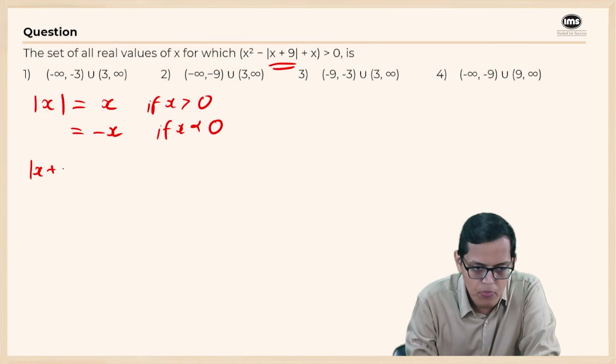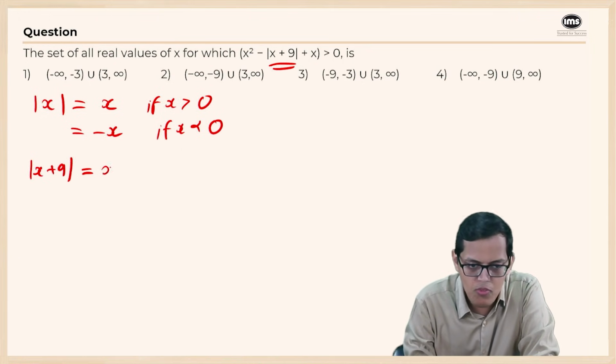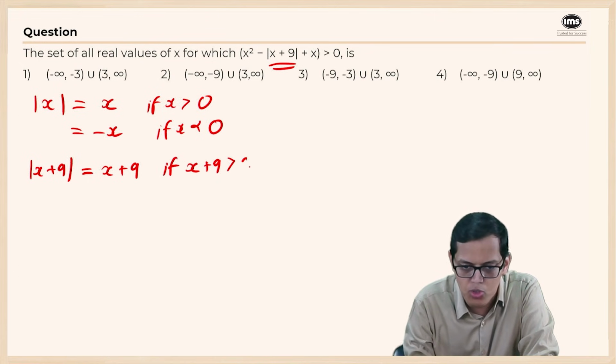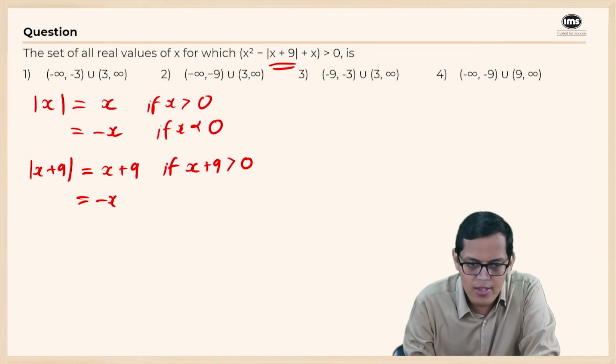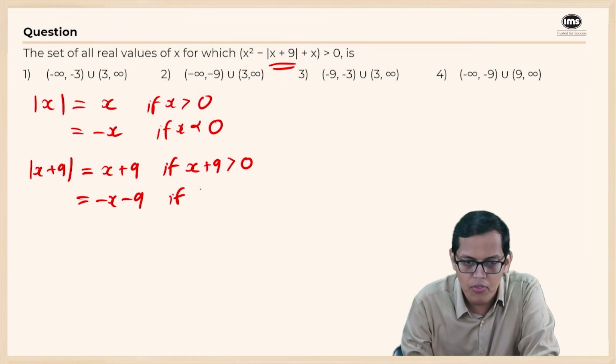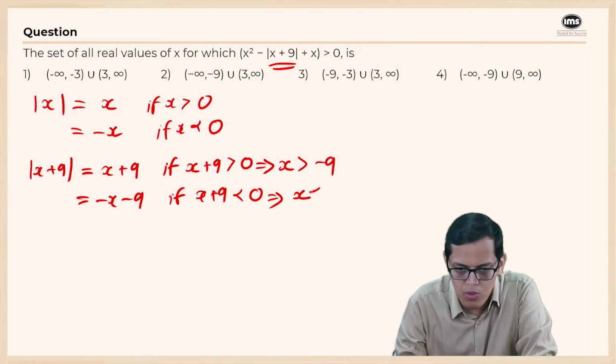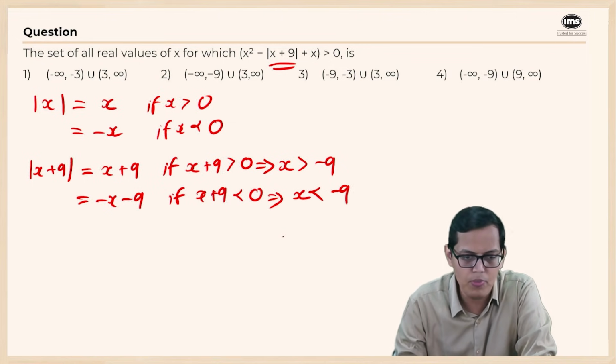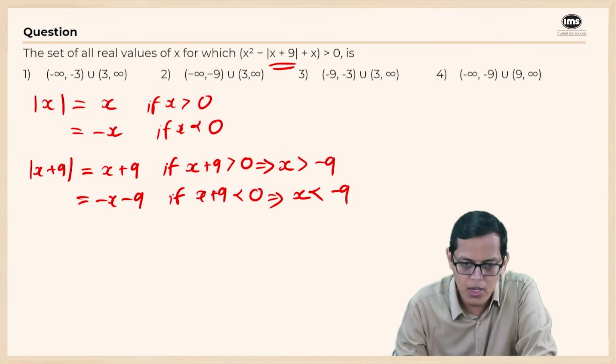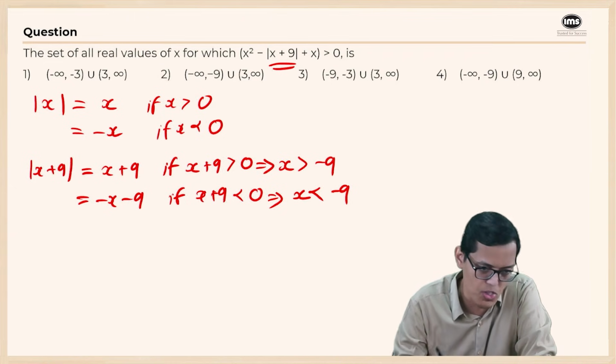We here have x plus 9 in the modulus. So I can write the same like this. x plus 9 will become x plus 9 if I assume that x plus 9 is a positive number, and it will become minus x minus 9 if x plus 9 is something negative. Let's simplify this. This basically wants us to take x greater than minus 9, and this wants us to take x less than minus 9. So we'll divide the entire discussion in two parts: x more than minus 9, x less than minus 9, and we'll have to take care of minus 9 itself as well.